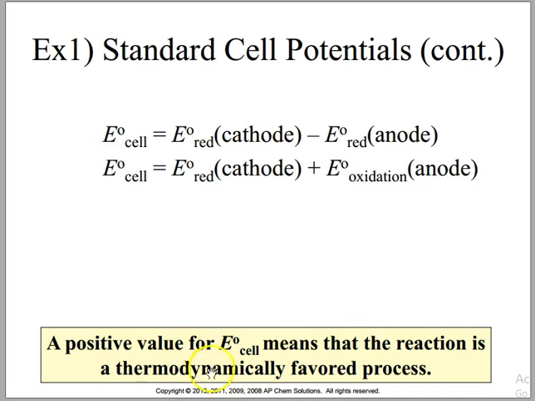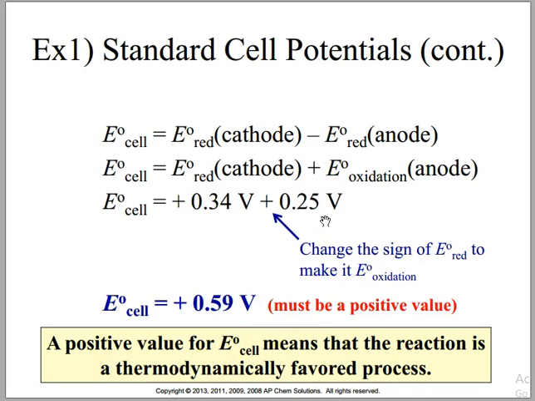A positive value for the standard cell potential means that the reaction is a thermodynamically favored process. So we can change the sign here and add, which is exactly what we've done, because the cell potential must be a positive value. So if you get a negative cell potential value for the galvanic cell, you did something wrong. Okay? Because a positive value means that it's a thermodynamically favored process.